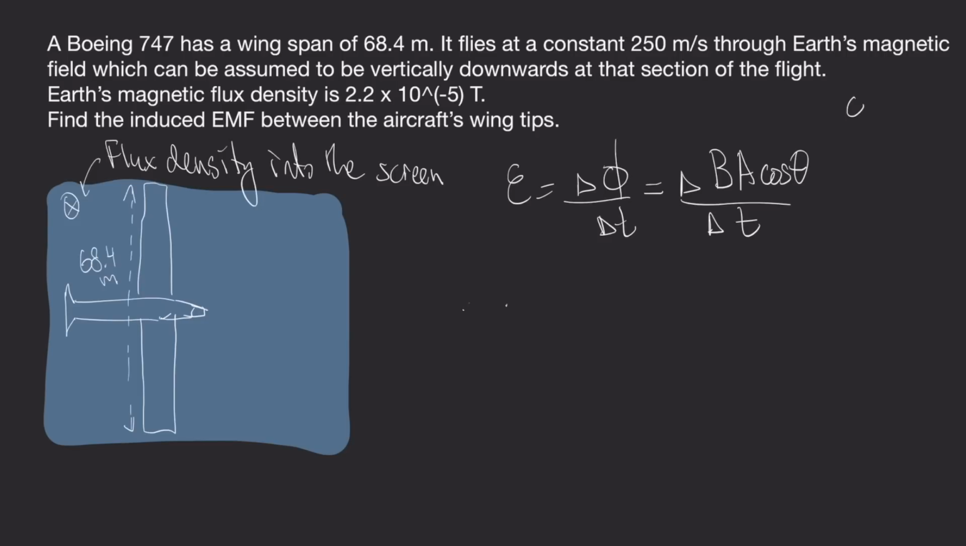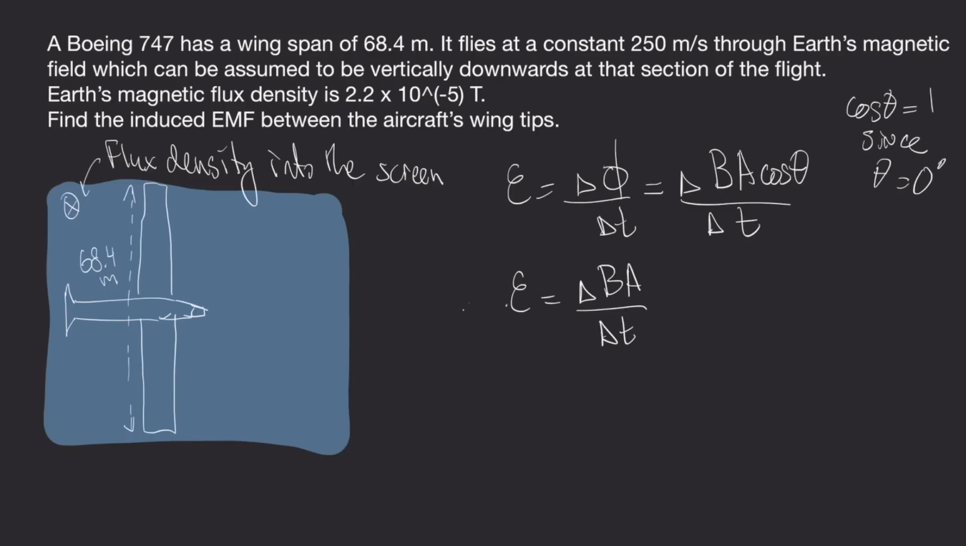Now, in this particular case, cos of theta will just be equal to 1, since the line of the normal is actually going to be into the board or out of the board as well. So the angle between the normal and the flux density is 0 degrees. So that just turns our EMF equation into just simply delta BA over delta t.